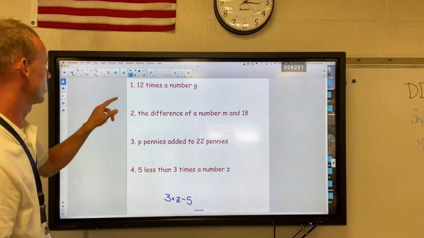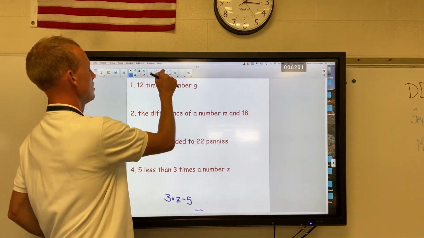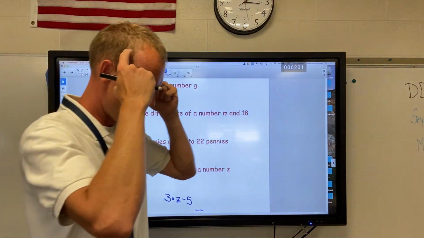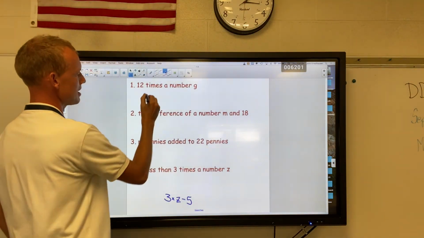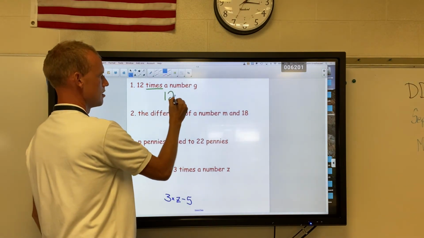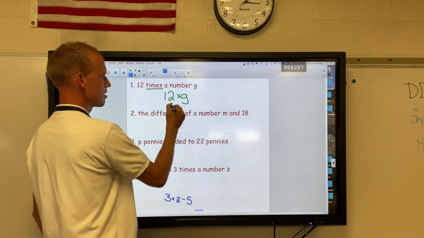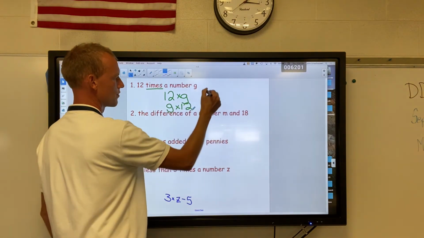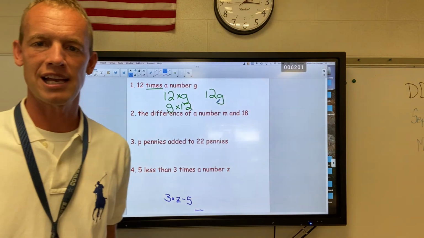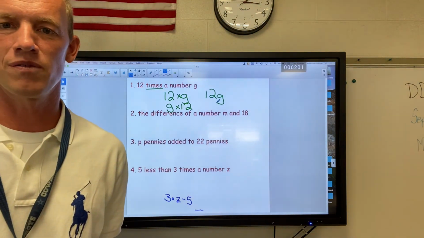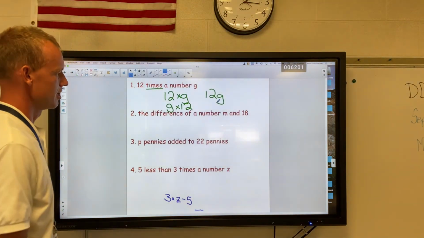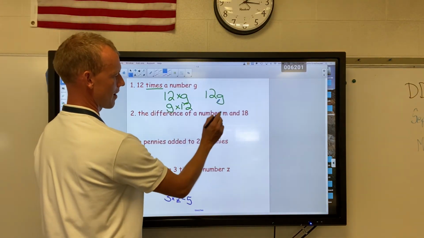So let's start looking at these. I'm going to do the first one with you. 12 times the number G. Got to think here, what does that mean? 12 times the number G, that means we're multiplying. Our variable is G, so we would have 12 times G. You could have G times 12, and if you really wanted to impress me, the Verizon service in like 19 years from now, instead of 5G or 4G, will be 12G.